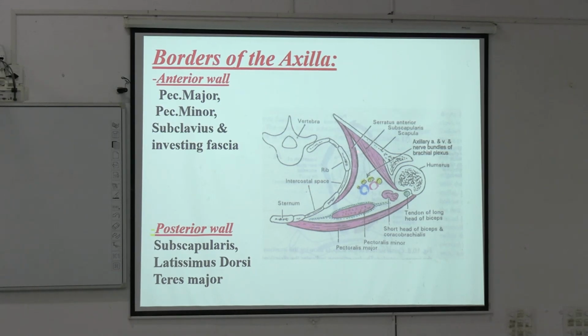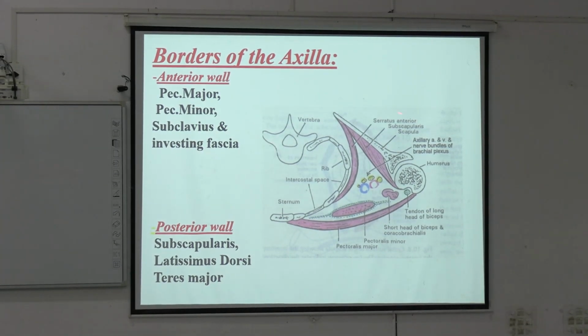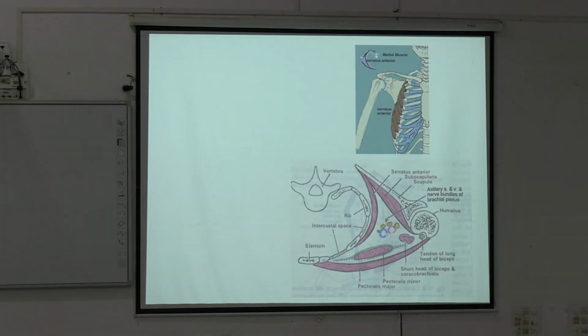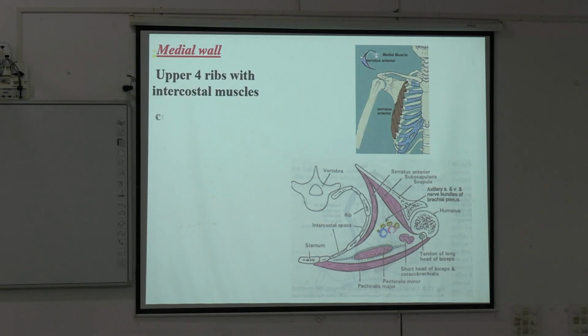So this particular deep muscle, which is present deep in the axilla, we call the serratus anterior, making this the medial side. And on the lateral side we have the humerus, along with the muscles attached to it, making the lateral boundary, which you dissected yesterday, like biceps, coracobrachialis, and the brachialis, etc.